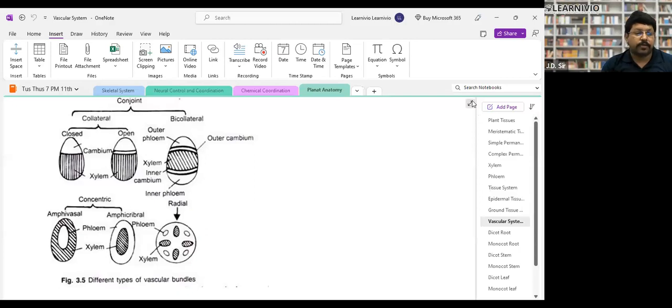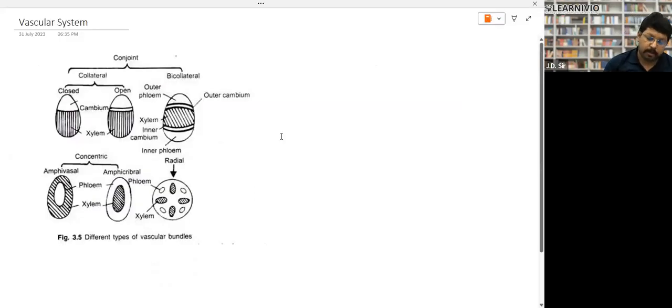Look, vascular bundles, we have already understood, are made up of two things, xylem plus phloem. So xylem plus phloem are collectively called the vascular bundle. Vascular bundle may be of two types: conjoined or concentric. When we talk about the conjoined vascular bundle, it may be of two types, collateral and bicollateral.